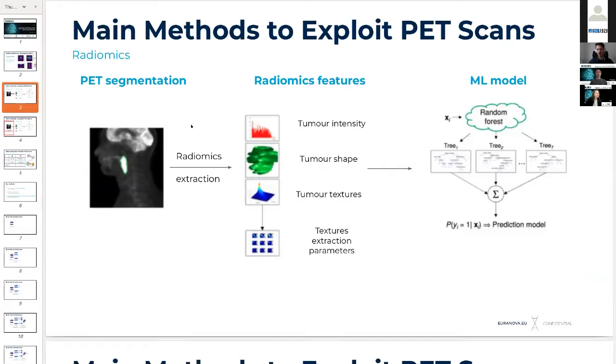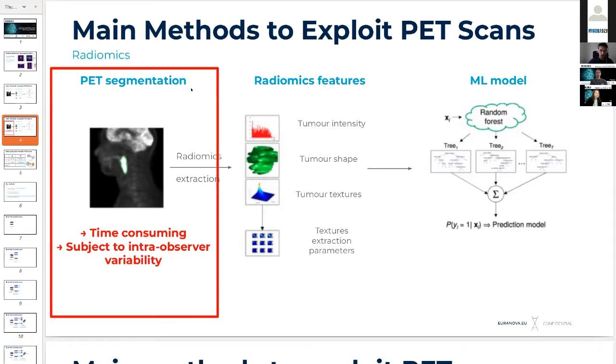First one is radiomics. Radiomics are features related to a segmented region of interest that describe this region. First step is the segmentation of this region of interest. A doctor or an algorithm produces a segmentation map of the tumor. Then radiomics can be extracted. They are related to the intensity, the shape, or the texture of the tumor. Final step is the training of the machine learning model to make the appropriate prediction.